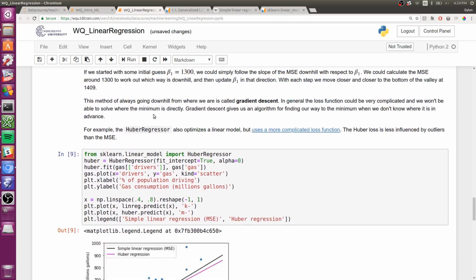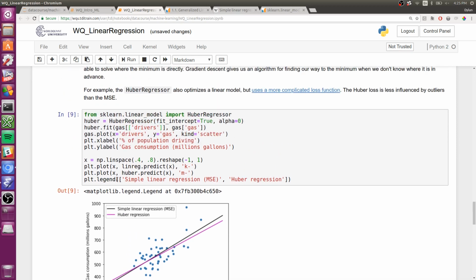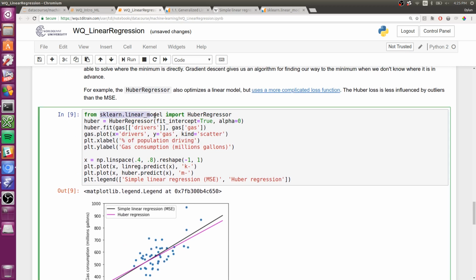The simple linear regression model we can optimize analytically. We know what the answer is in advance. Huber regression, we have to use gradient descent. But scikit-learn does that for us. Nowhere did we have to write anything about gradient descent or know anything about gradient descent. Scikit-learn handles that internally in the Huber regressor's fit method.